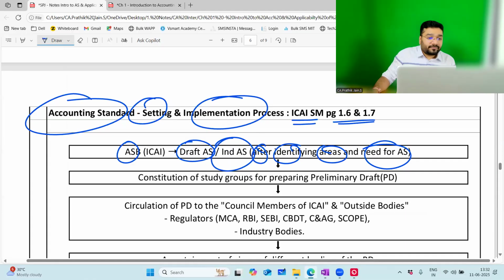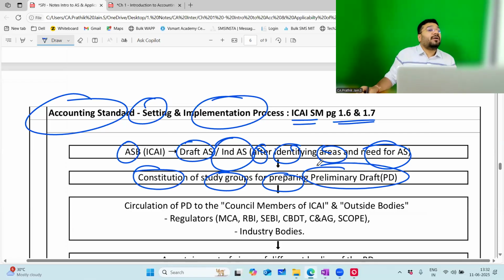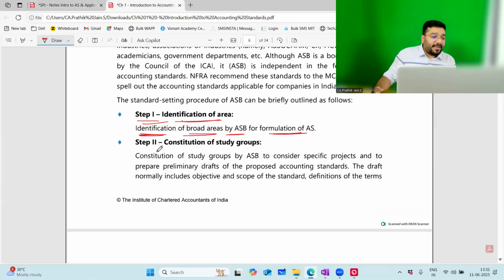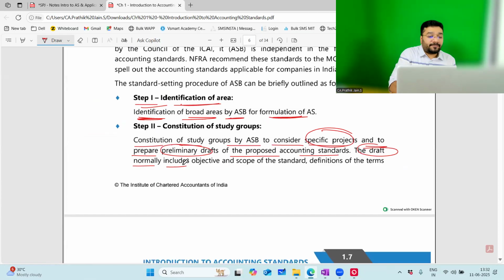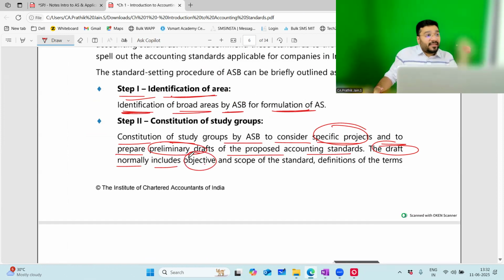Then what do they do? Constitution of the study groups for preparing the preliminary draft. PD stands for preliminary draft. What is happening here? Constitution of study group by ASB to consider the specific projects and to prepare the preliminary draft for the proposed accounting standard. The draft normally includes what is the objective of this standard.